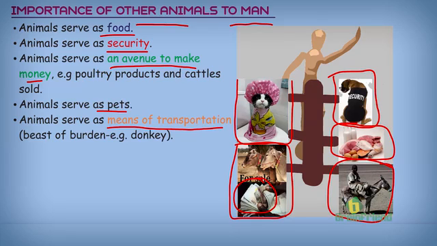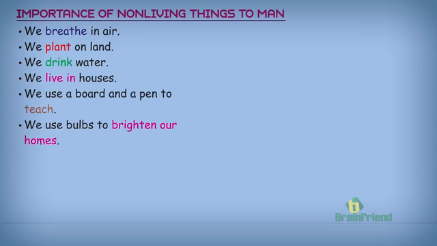As we can see from our picture here, non-living things are also very important to man. For instance, air is non-living. We breathe in air, and you know without breathing, there's no life. We plant trees on our soil. We drink water, without which we will get very dehydrated and we may even die. We live in houses. The houses are made of bricks, wood. These are all non-living things.